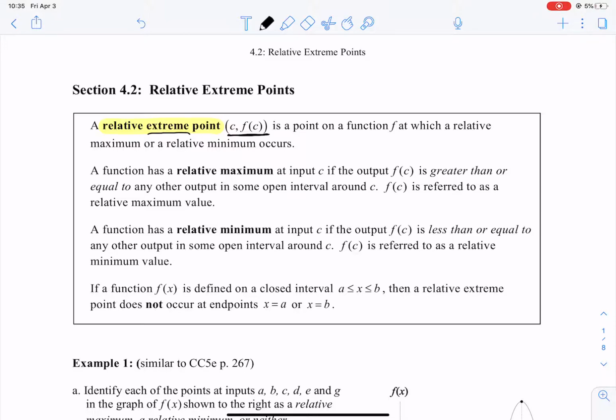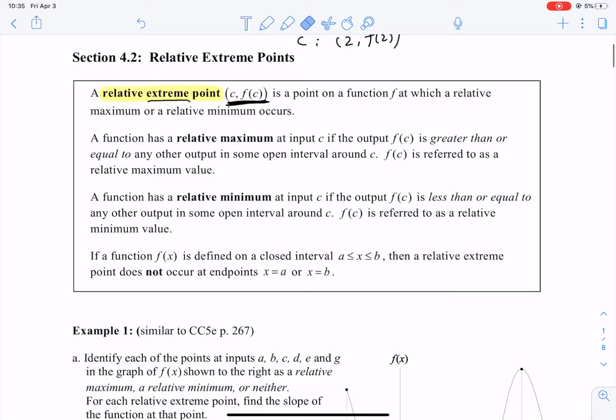And for a relative extreme point, you have to include the full parts, c and f of c. So that means you have to say point 2, f of 2. Suppose this point is a point c. So you can say point c is a relative extreme point, or you can say 2, f of 2 is a relative extreme point. But you cannot just use one part of it. You cannot just say 2 is a relative maximum point, or say f of 2 is a relative extreme point. That is not correct. You have to include both parts, c and f of c.